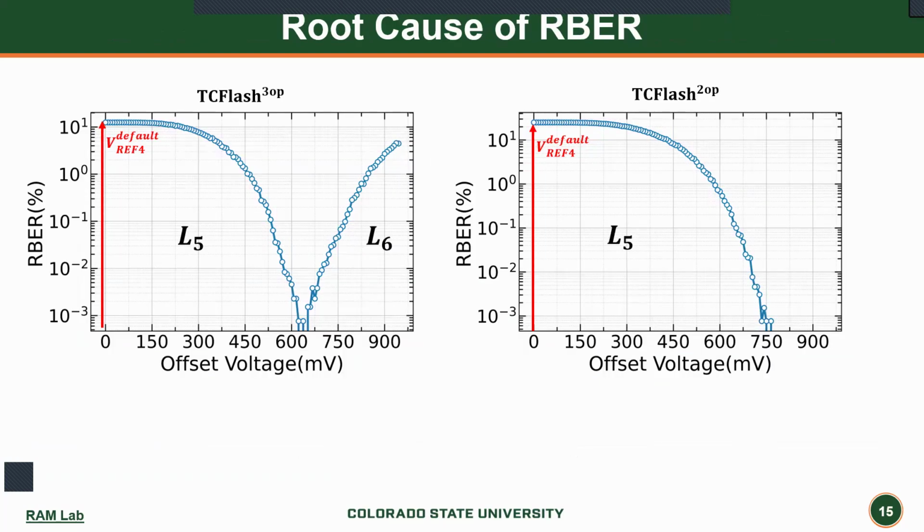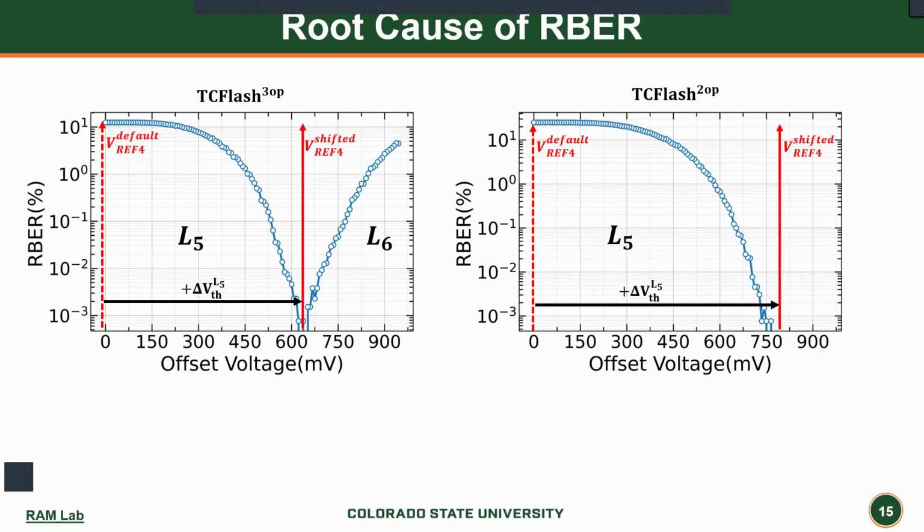But what is the root cause of these raw bit errors? If we do the 3-operand operation, the margin between two states is very low, and getting zero RBER by shifting the read offsets is very tough. So there is very low margin between two adjacent states. But in the case of TCFlash 2-operand, the L6 state doesn't exist because we have programmed the LSB, CSB, and MSB pages with the same data. So if we shift, we still have a wide margin where we can shift more.